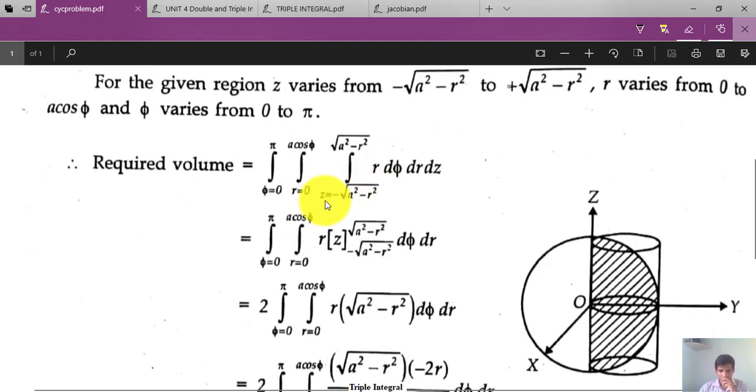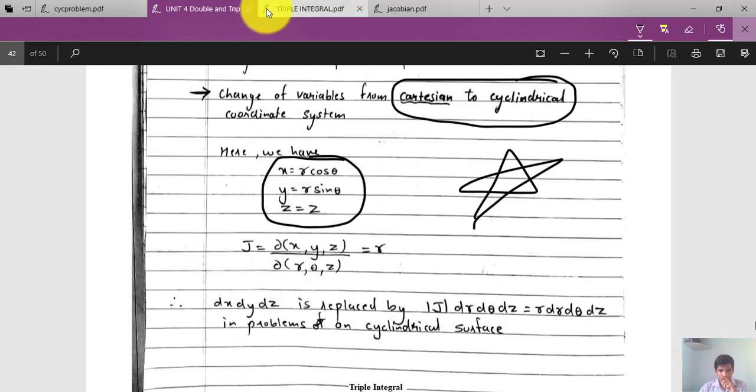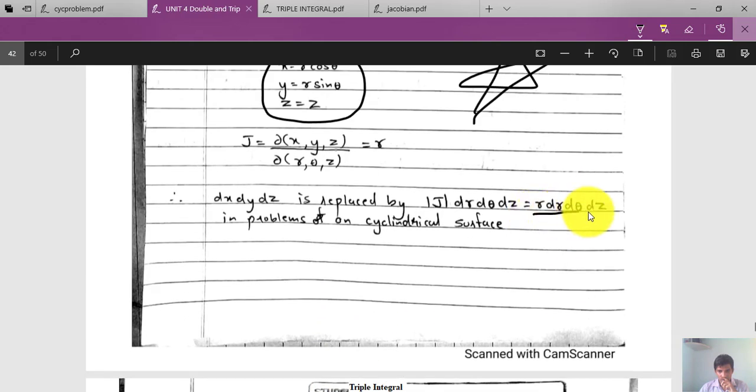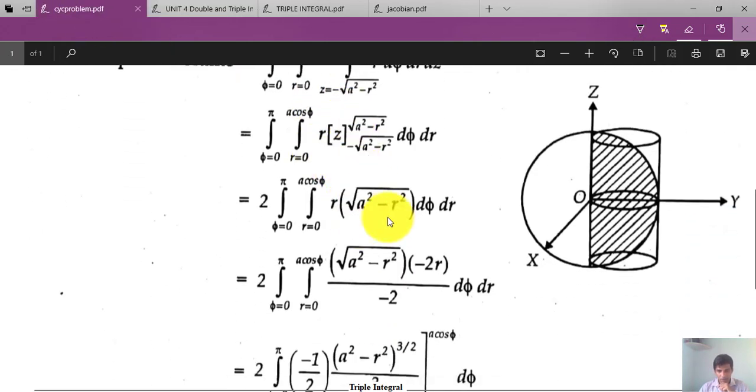So first I will evaluate with respect to z. Here it is r dr d phi. How do you evaluate it? Here the Jacobian is given as r dr d theta dz. Now here it turns out to be square root of a square minus r square. See, it is upper limit minus lower limit, minus minus becomes plus, so it becomes 2 times square root of a square minus r square. That is the reason I am taking 2 outside.